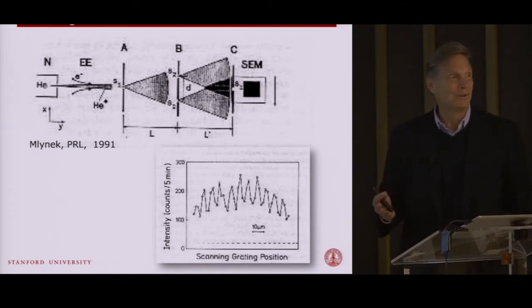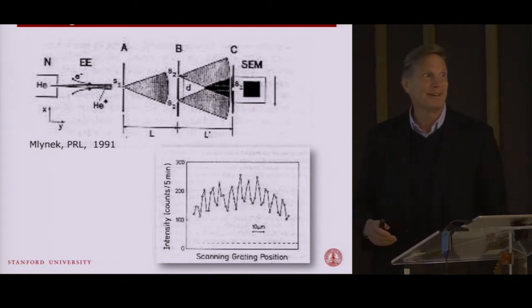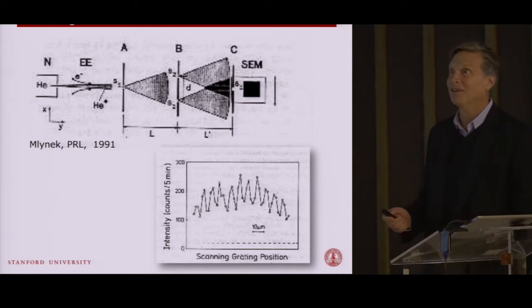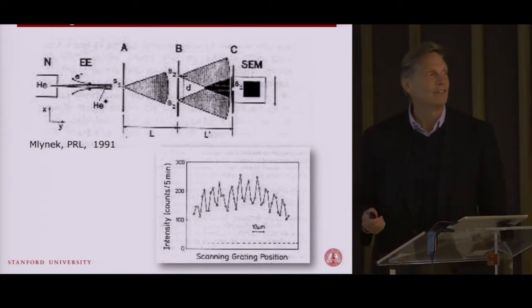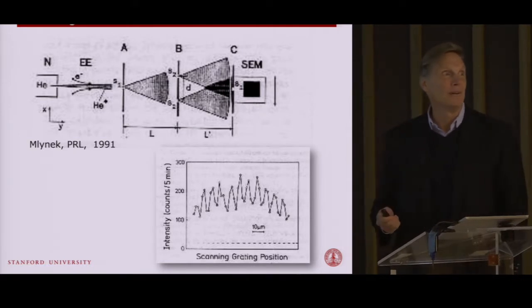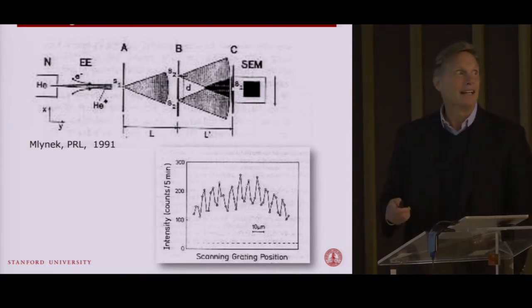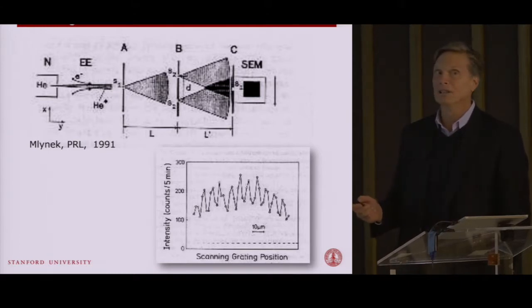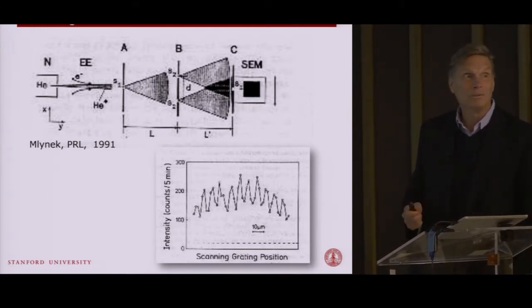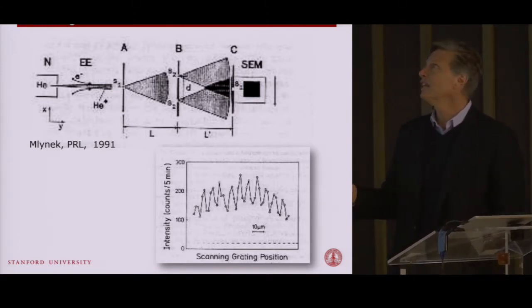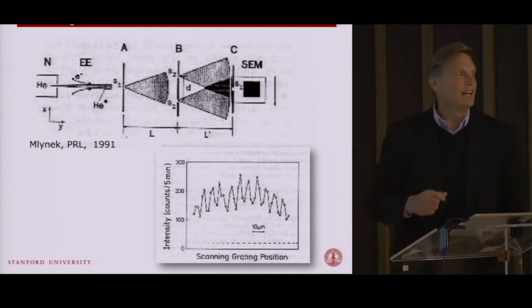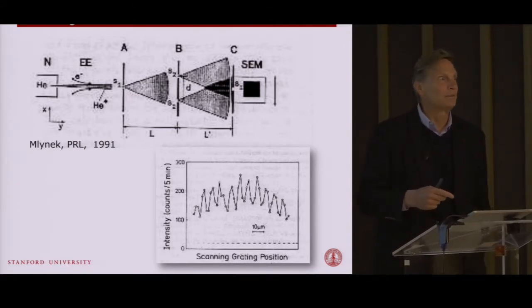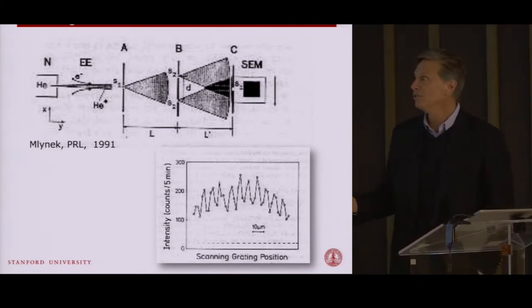And per the rule of quantum mechanics, add before you square, that overlap leads to an interference pattern, which experimentally is manifest in a probability of detecting a helium atom at a given location on a detection screen. Mlynek and co-workers observed that interference by scanning the position of a detector along this interference region and observing an oscillation in the number of helium atoms detected as a function of position, as shown down here.